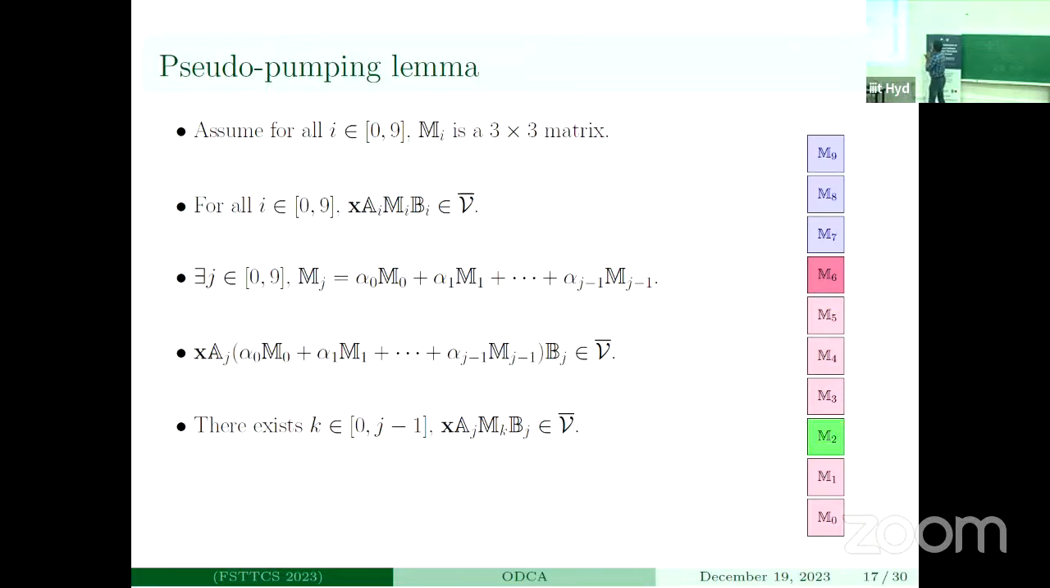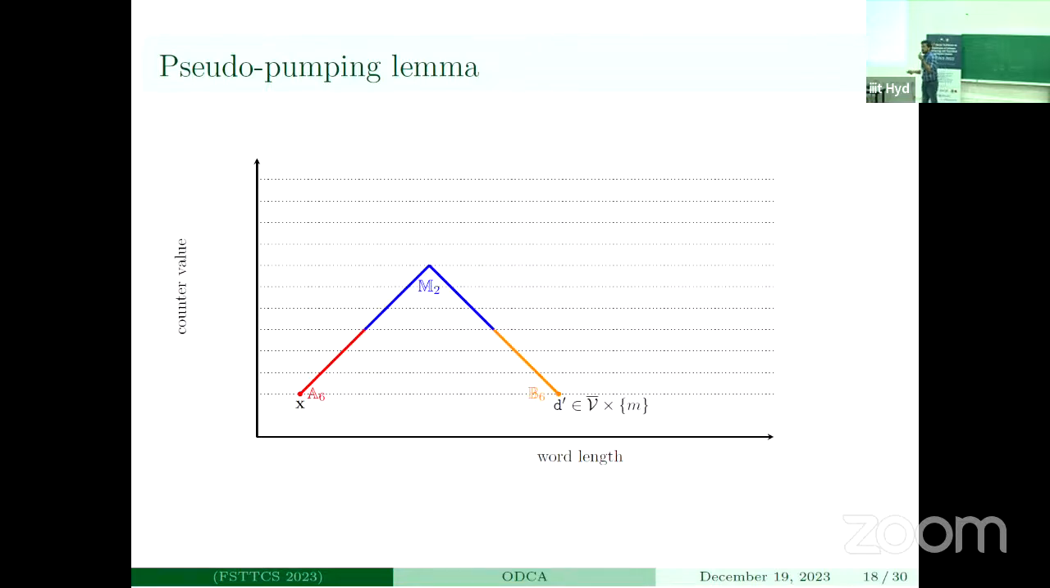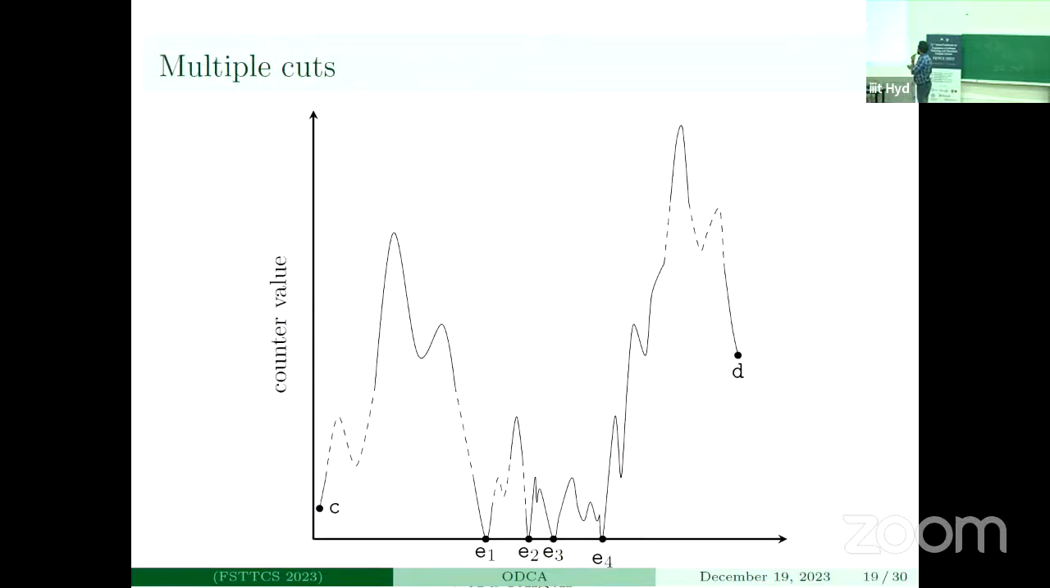So for the time being, let's assume that my J here is 6 and my K here is 2. I know that X times A6 times M2 times B6 is in V bar. So I replace M6 by M2 and hence get a shorter witness of reachability. You can observe, just by the pseudo pumping lemma, that you can bound the maximum counter value encountered during the reachability witness. So if you have a run like this, you can apply the pseudo pumping lemma in each of these portions and bound the maximum counter value encountered during the whole run.